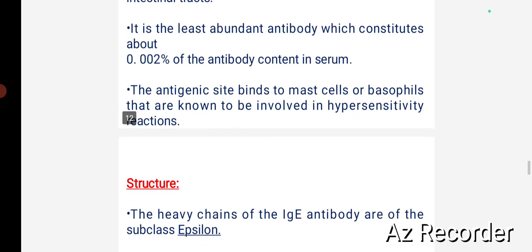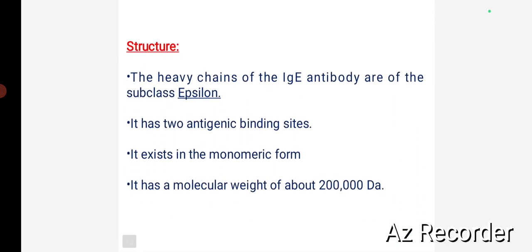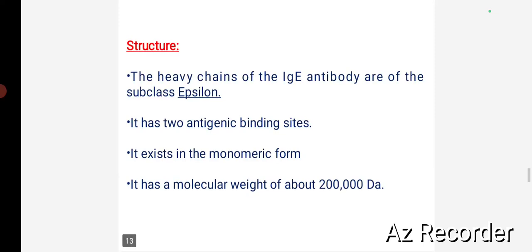Next, move on to structure of IgE. The heavy chain of IgE antibody is denoted as epsilon. It has 2 antigen binding sites. It exists in monomeric form. It has a molecular weight of about 2 lakh Dalton.